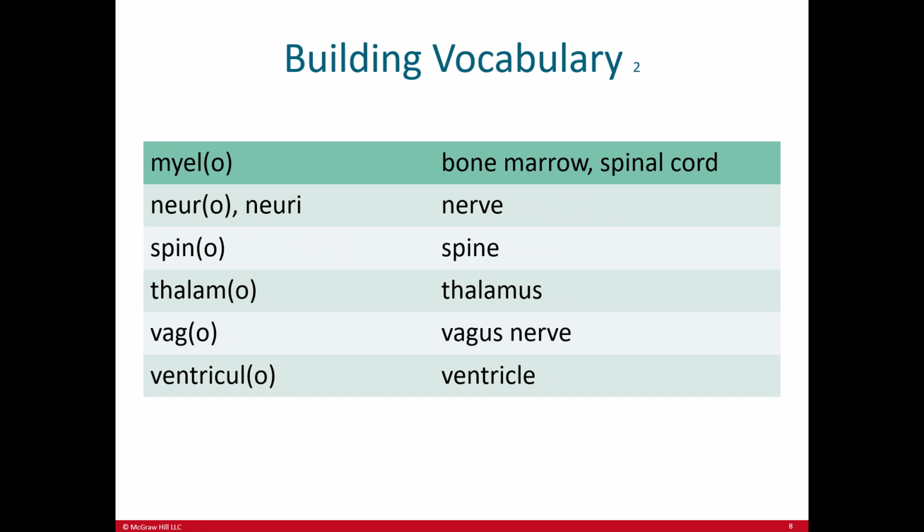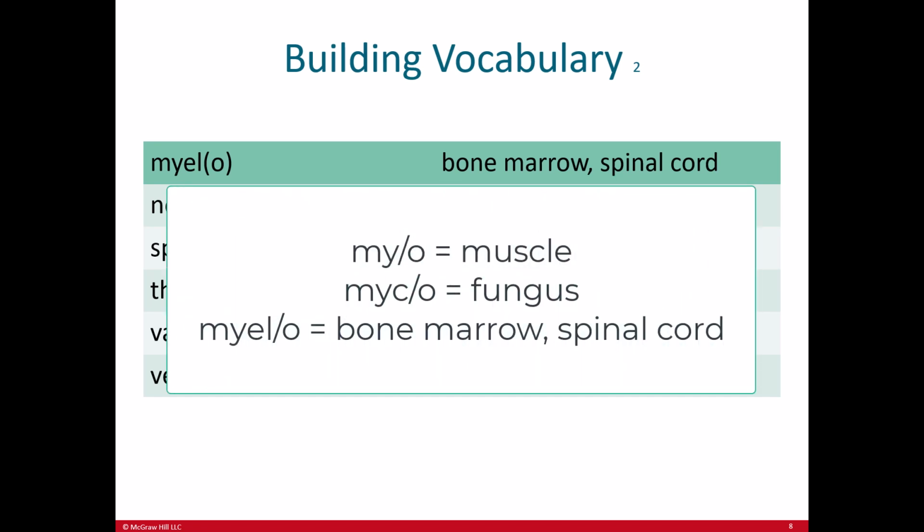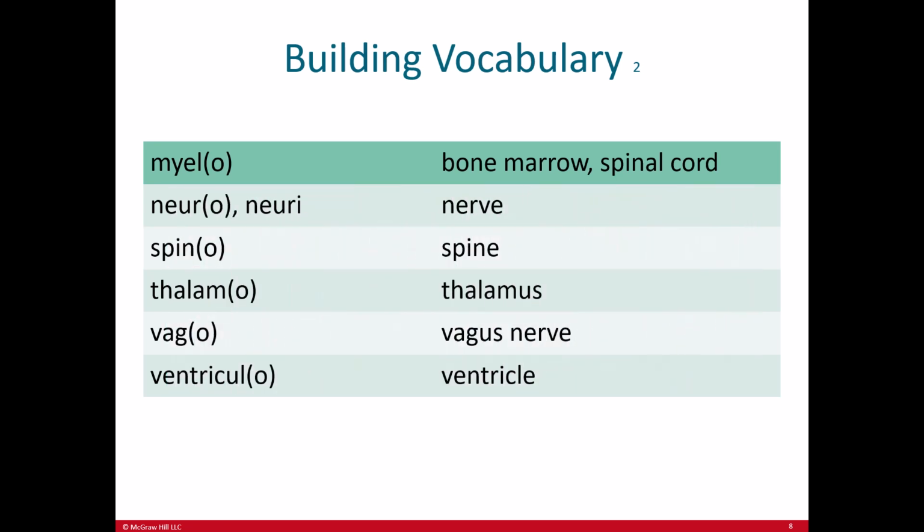Then we have myelo, which means bone marrow and spinal cord. Remember, I don't want you to confuse this with myo, which means muscle, or myco, which means fungus. Myelo is bone marrow or spinal cord. Then we have neuro or neuri, which is nerve. Spino, which is spine. Then we have thalamo, which is the thalamus. Vago is the vagus nerve. And finally, ventriculo, which is the ventricle.